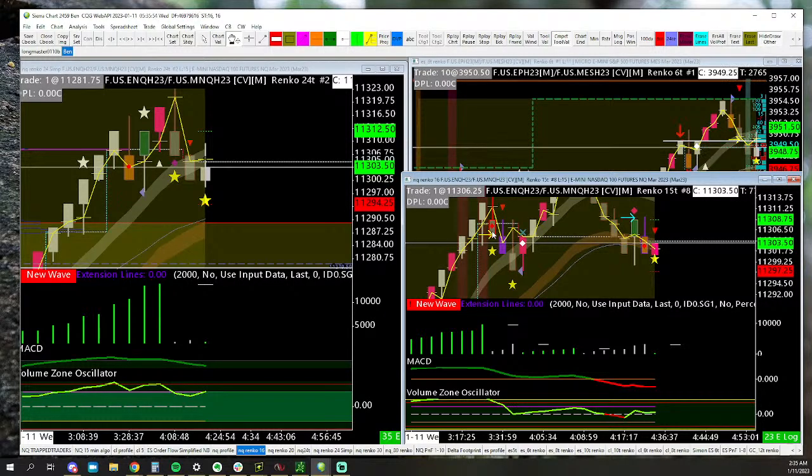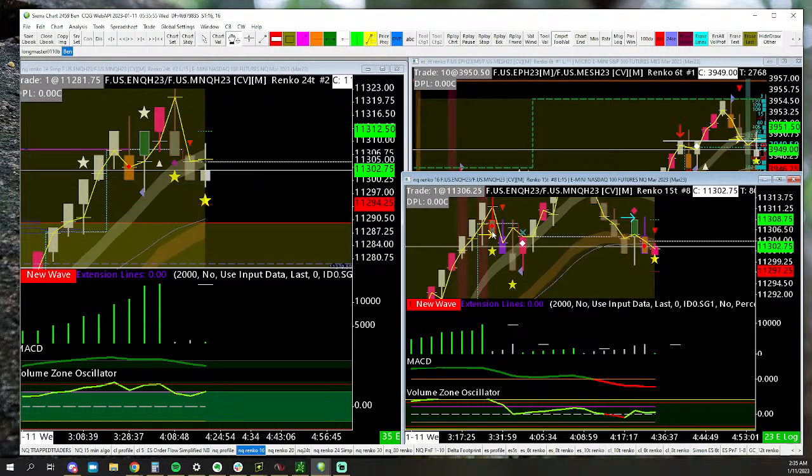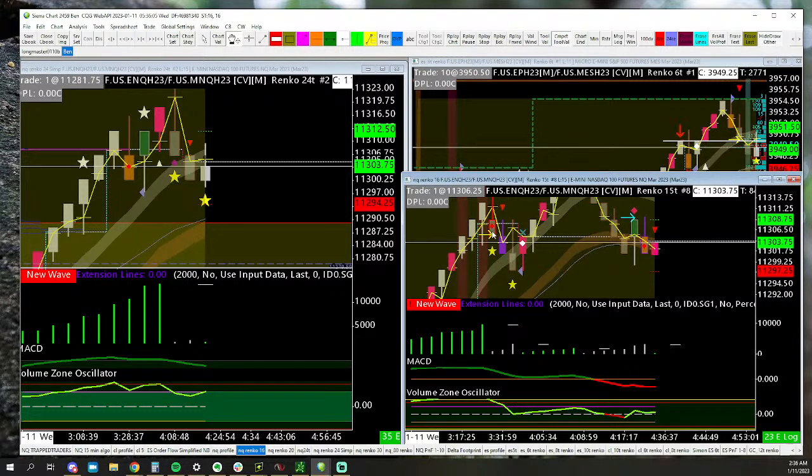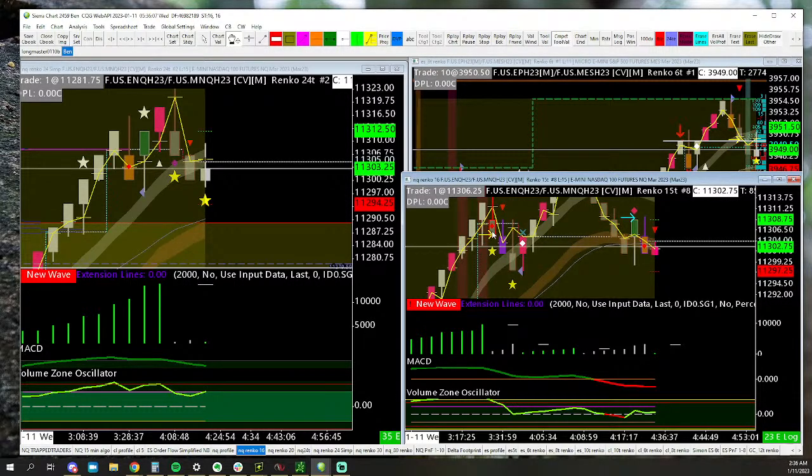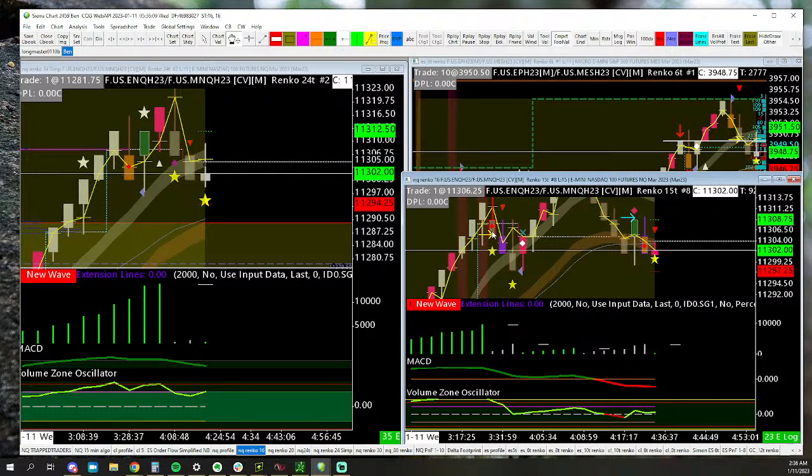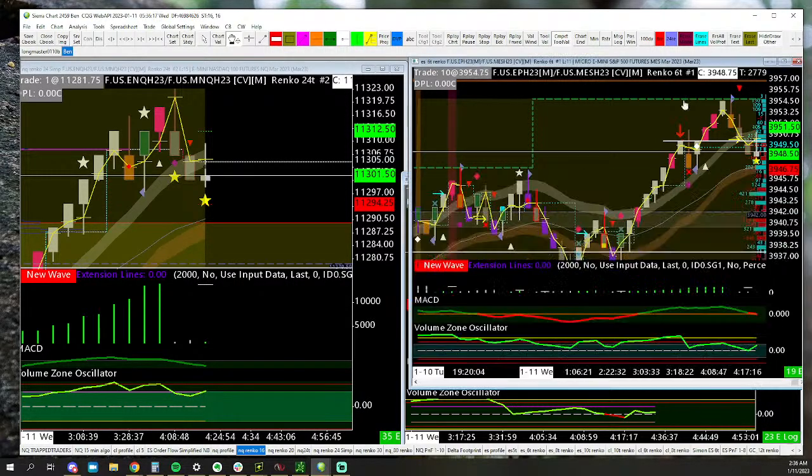They're trying to hold that higher low. I doubt it happens. So anywhere in here is fine to short if you want. And I don't see a problem with it.